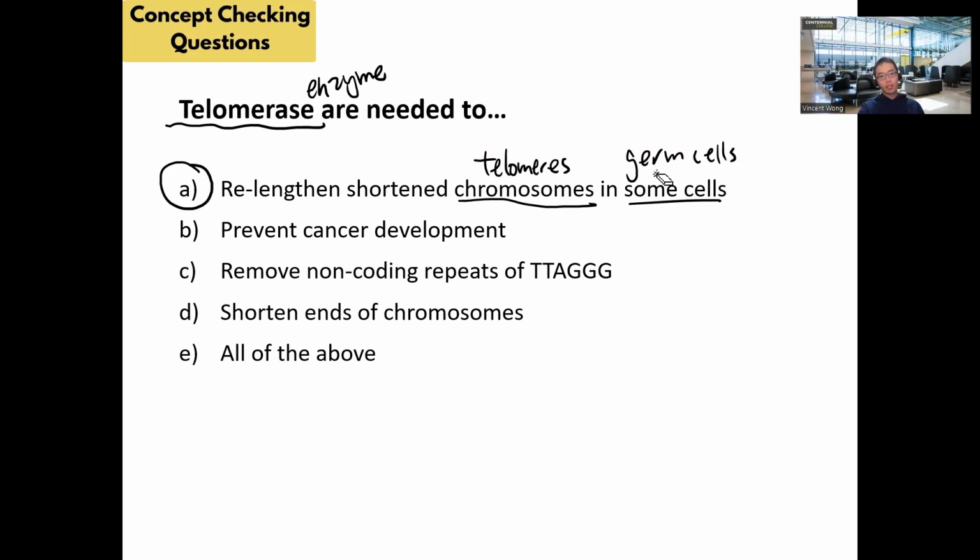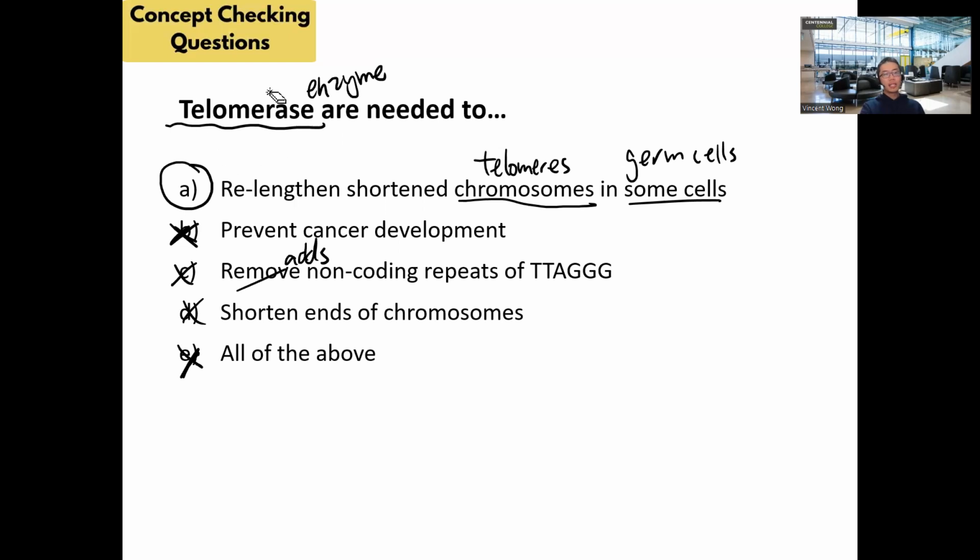Right, that's what the sum cells is talking about. So that's the correct answer. Does it prevent cancer development? No. Okay, telomerase actually is what enables the cancer cells to keep on dividing, right? Targeting the telomerase inhibition, that's what prevents cancer development. Okay. Does it remove non-coding repeats? No, it actually adds, right? To re-lengthen the telomeres, you need to add the TTAGGG. Right? It doesn't shorten the ends of chromosome, it lengthens it. So these are all wrong. That's why it's not all of the above.